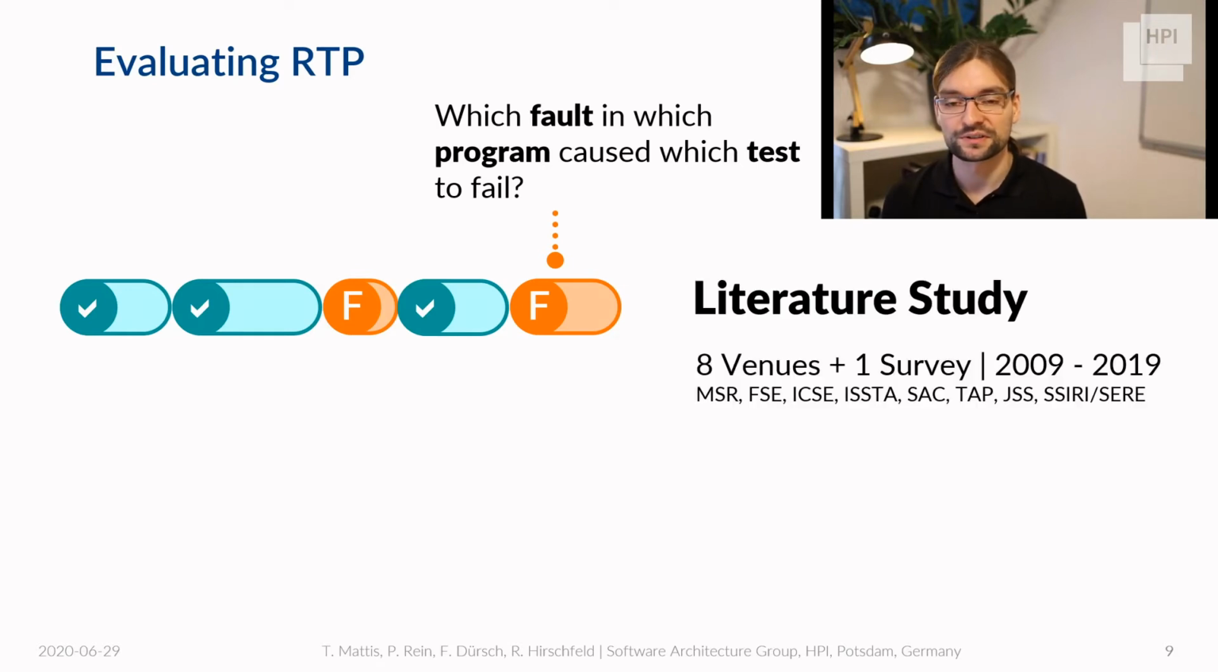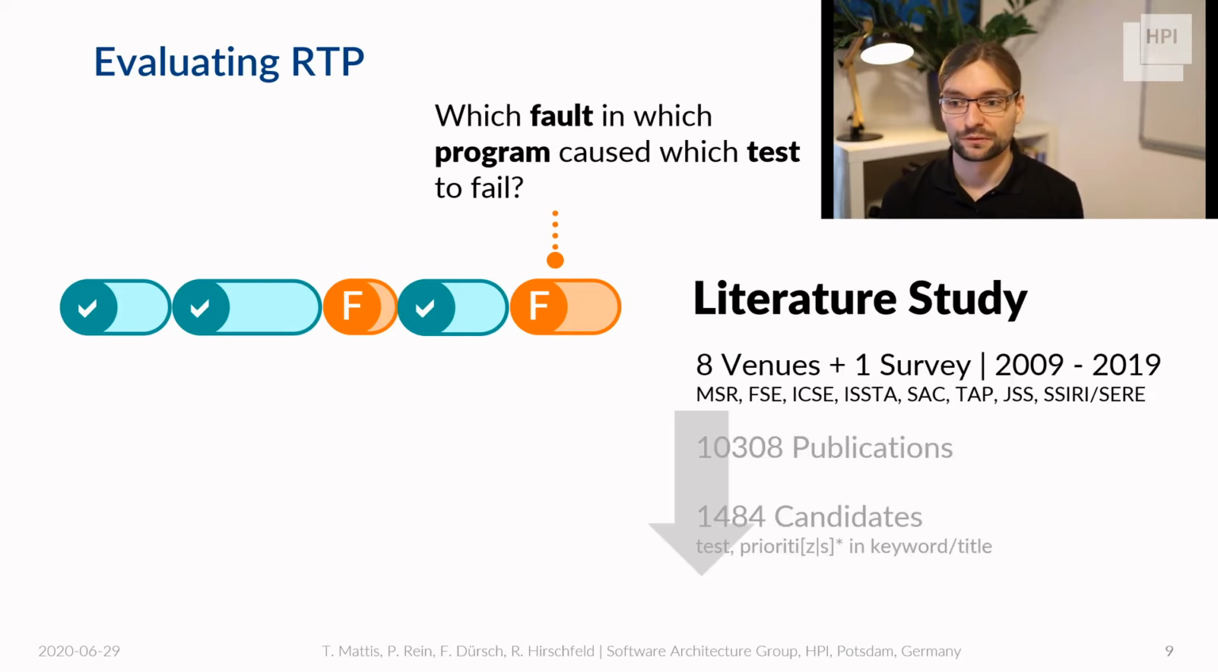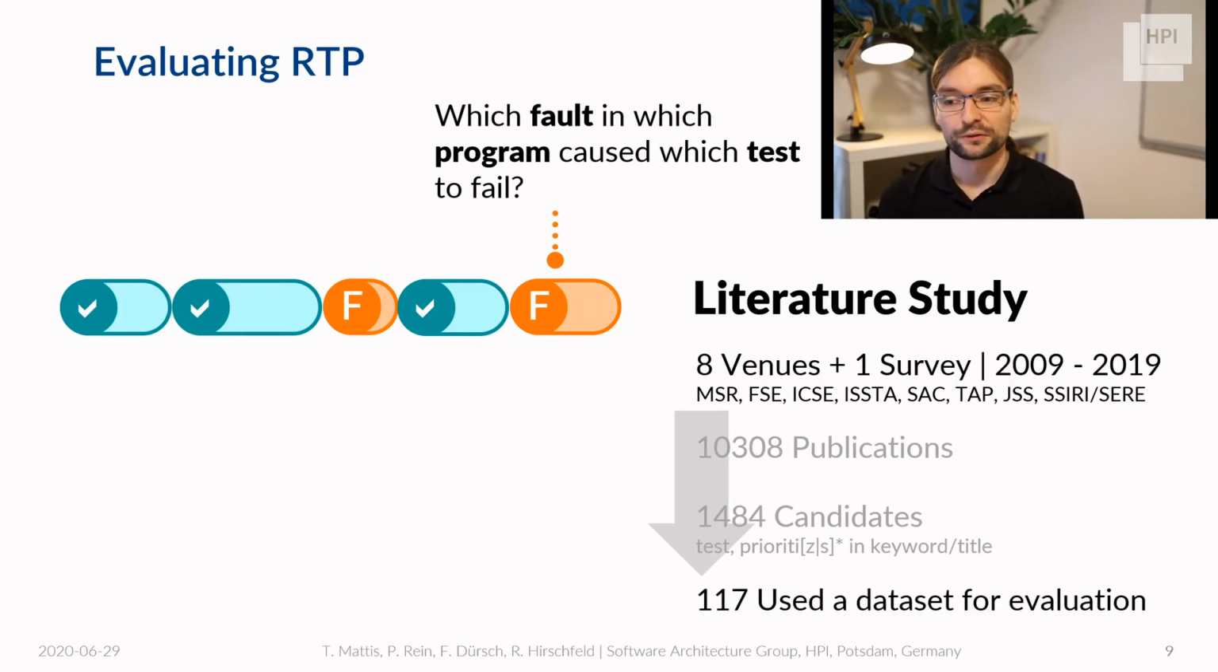In our literature study, we reviewed 8 venues and 1 survey paper, the latest one in 2019 we could find. We extracted 10,000 publications, of which 1,400 actually mentioned the term test and prioritization, in one or the other way of spelling, in their keywords or title. And of them, 117 actually used a dataset of programs to evaluate their regression test prioritization strategy.